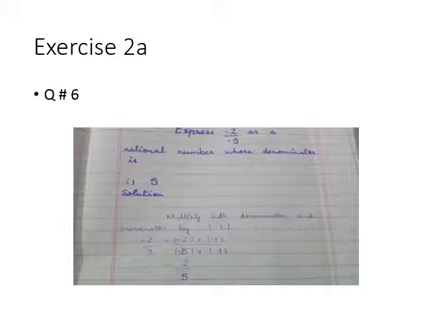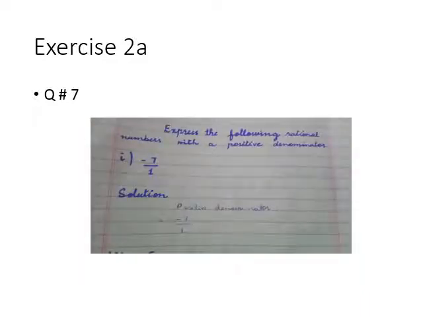Express minus 2 by minus 5 as a rational number whose denominator is 5. The fraction is minus 2 by minus 5. It means that in place of minus 5 we have to write 5. For this purpose we will multiply both denominator and numerator by minus 1. After multiplying we will get 2 by 5, and 5 in the denominator is our required answer. Next one is question number 7.